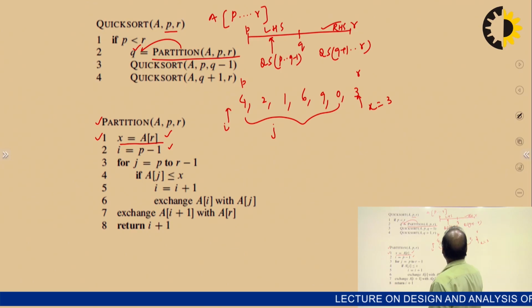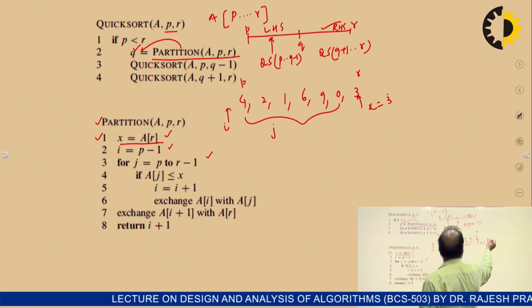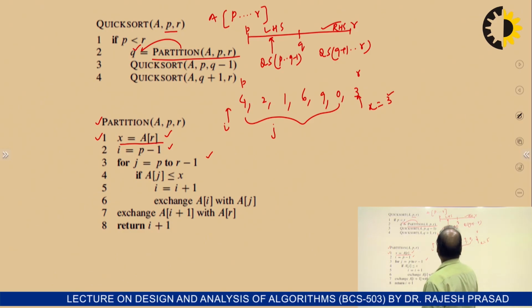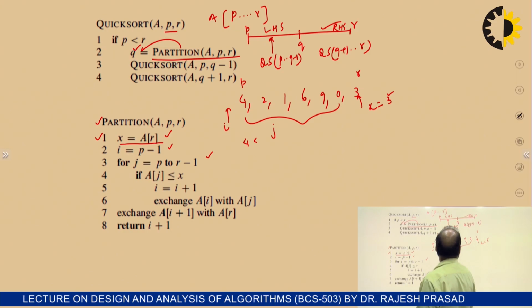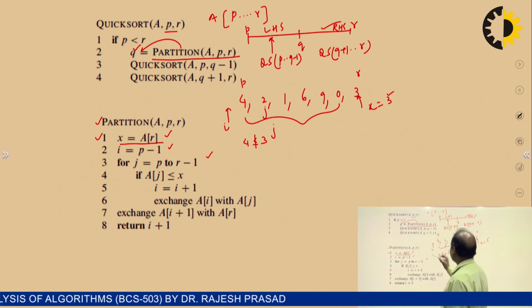This is J, which is running from P to R minus 1. So this is the next method. What you are going to do, compare A[J] and this guy, the partitioning element. Is 4 less than or equal to 3? No, this is not the one. So continue, J will move on, I remains the same. Okay, here 2 less than or equal to 3, correct? Yes, 2 is less than or equal to 3.